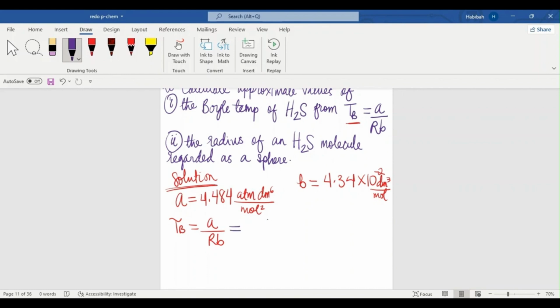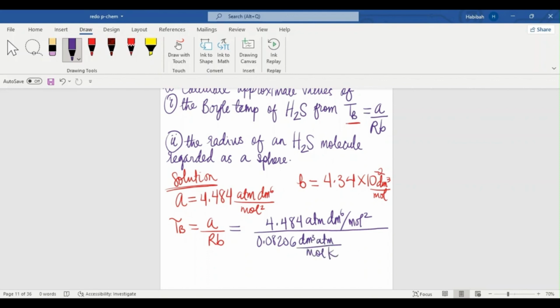So we know the value for A. We have 4.484 atmosphere dm6 per mole squared, and then we've got R, which we're going to be using as 0.08206 dm cube atmosphere per mole Kelvin.